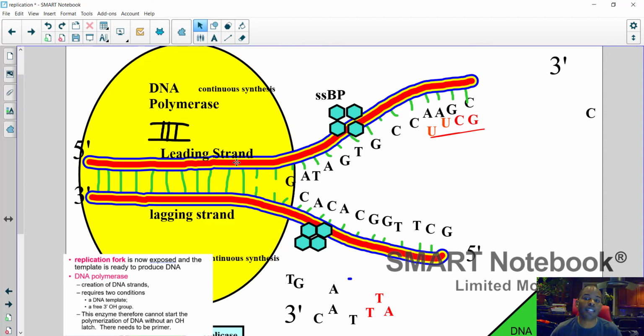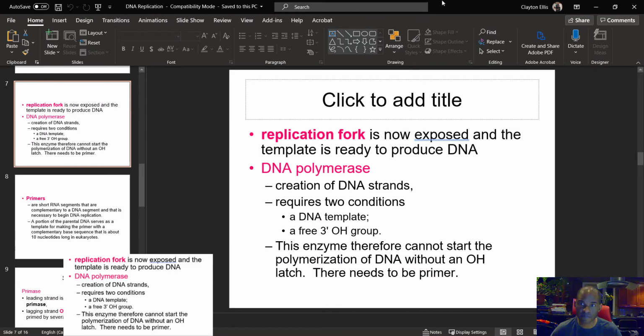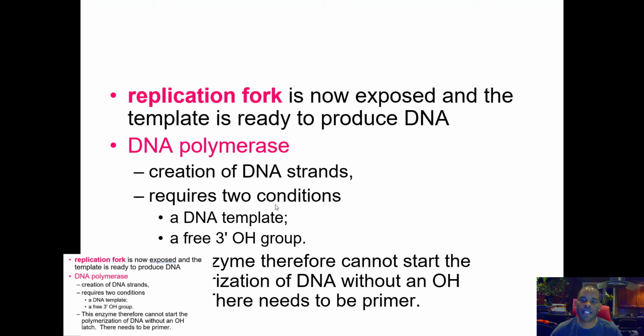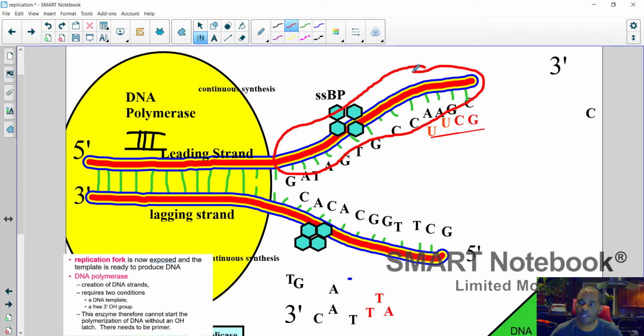However, DNA polymerase requires 2 conditions. Condition number 1 that it requires is it must have a free DNA template, and it must have a free 3' hydroxyl group. So let's take a look at what we have here. Is there a DNA template? Yes, there is. This thing right here represents a DNA template. So there is a DNA template, that's fine.